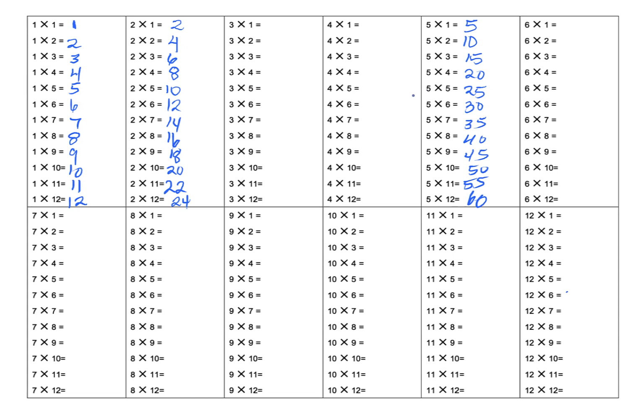Another table that we know is our 10 times table, because again, we can count in tens. 10 times 1 is 10, 10 times 2 is 20, 10 times 3 is 30, 10 times 4 is 40, and so forth. So I'm just going to fill this in for us because we can count in tens.